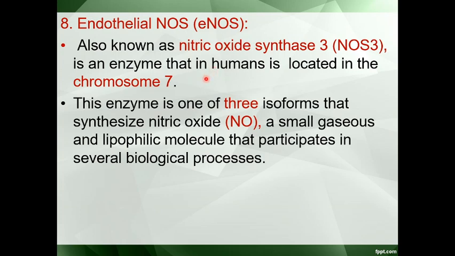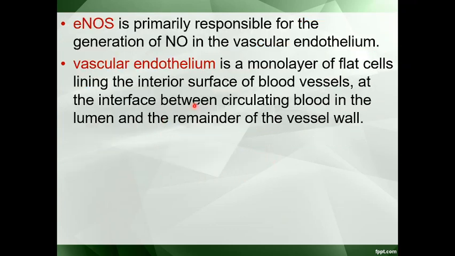Endothelial nitric oxide synthase 3 is an enzyme that in humans is located on chromosome 7. This enzyme is one of the 3 isoforms that synthesize nitric oxide. Nitric oxide is a small gaseous and lipophilic molecule that participates in several biological processes. Endothelial nitric oxide synthase is primarily responsible for the generation of nitric oxide in the vascular endothelium.